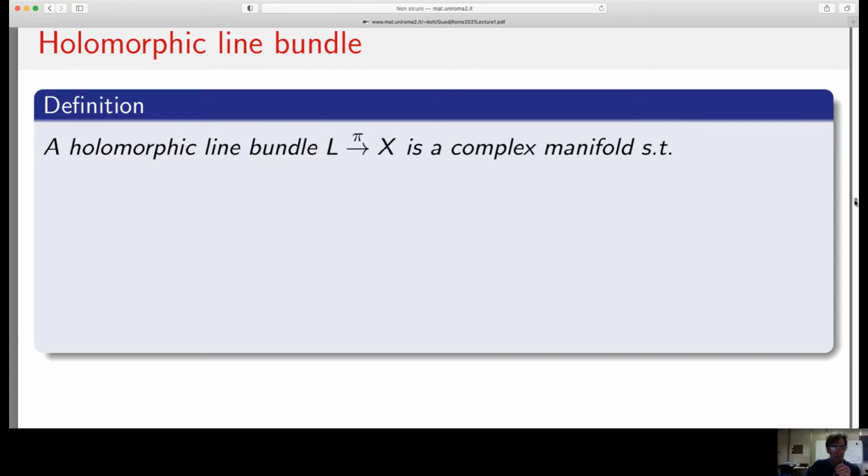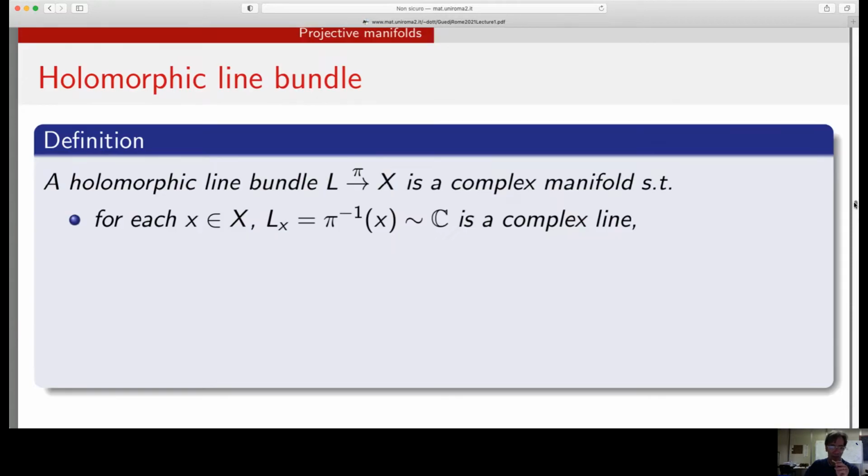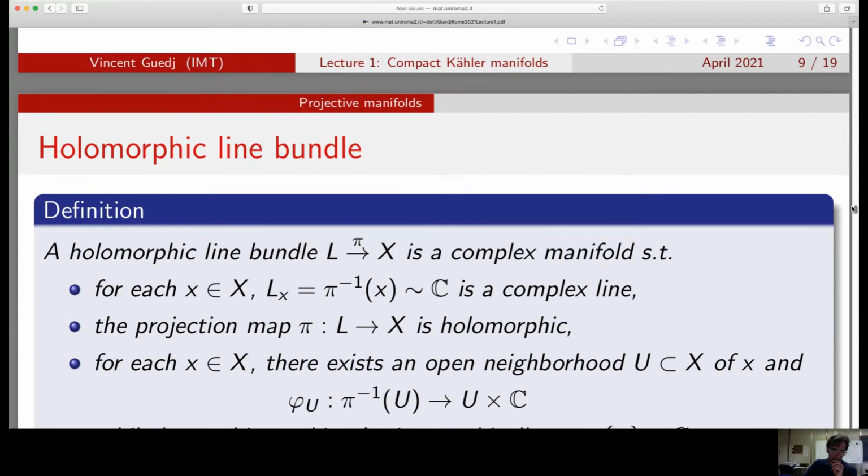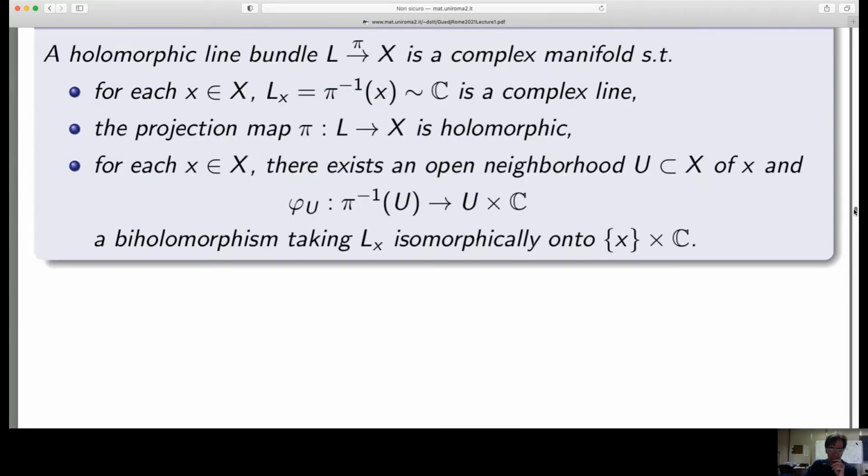Now, the notion of holomorphic line bundles. What is a holomorphic line bundle? It is a complex manifold L of one dimension more than the original X, with a projection pi, such that the fiber pi inverse of x has the structure of a complex vector space of complex dimension 1, so it is isomorphic to C, in such a way that you can trivialize the bundle. That means that any point has a neighborhood U such that there is a biholomorphism phi_U between pi inverse of U and the product U cross C.